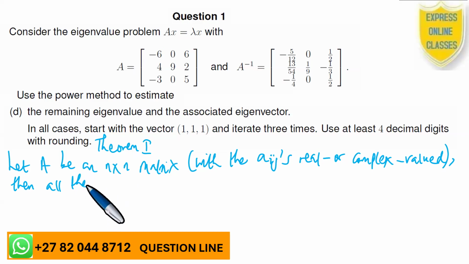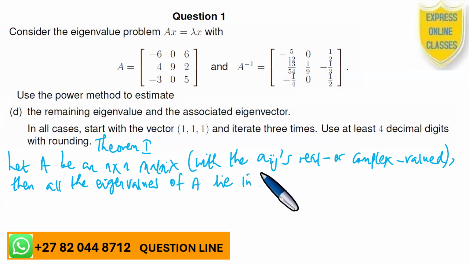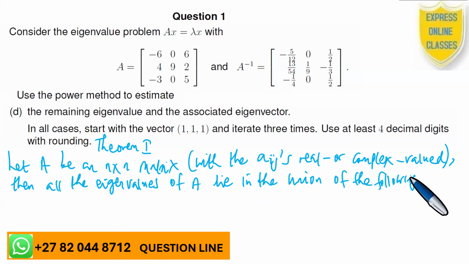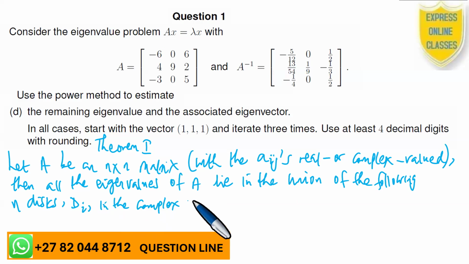Then all the eigenvalues of A lie in the union of the following n disks, D subscript i, in the complex plane.